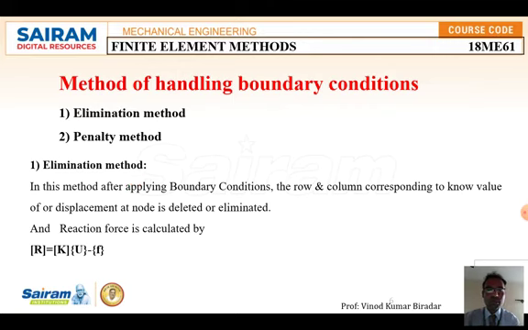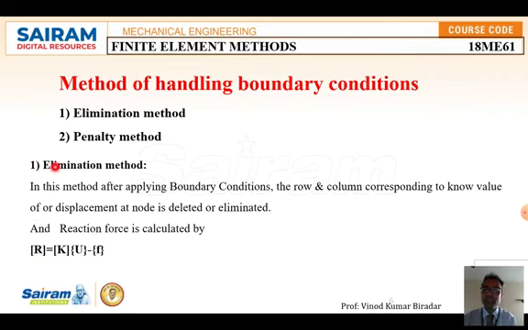What do you mean by the elimination method? It is a method of handling the boundary condition. Wherever the fixed nodes are there, we delete the respective row and column, since those are known values. Then we calculate the displacement, stress and strain. We calculate the reaction using the formula R = KU - F, where K is the stiffness, U is the nodal displacement, F is the nodal force, and R is the reaction at the support.